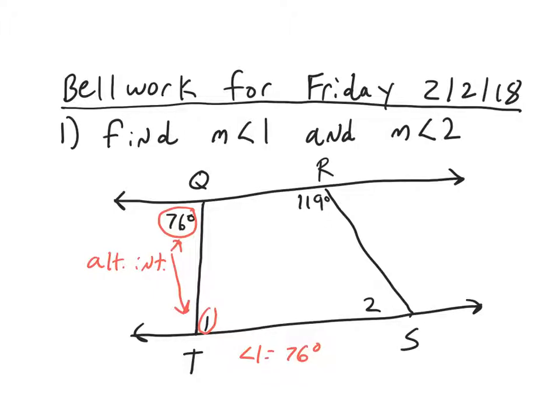And then let's look at angle 2. Angle 2 goes with the 119, except these two angles are on the same side of the transversal, and same side angles are supplementary. So these are same side angles, and that means they add up to 180. So to get angle 2, we're going to do 180 minus 119 and get 61.